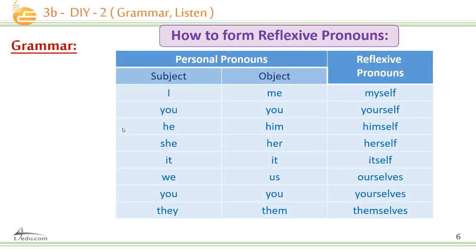Very good. Okay. Now, how to form reflexive pronouns. Of course, we have personal pronouns and then we have reflexive pronouns. Personal pronouns are subjective and objective ones. The subjective ones are the ones that we use in the subject, like I, you, he, she, it, we, you, and they. The objective forms are me, you, him, her, it, us, you, and them. Now, the reflexive pronouns are the same. They are pronouns, and then we add to them the word self. So we have myself, yourself, himself, herself, itself, ourselves, yourselves, and themselves.